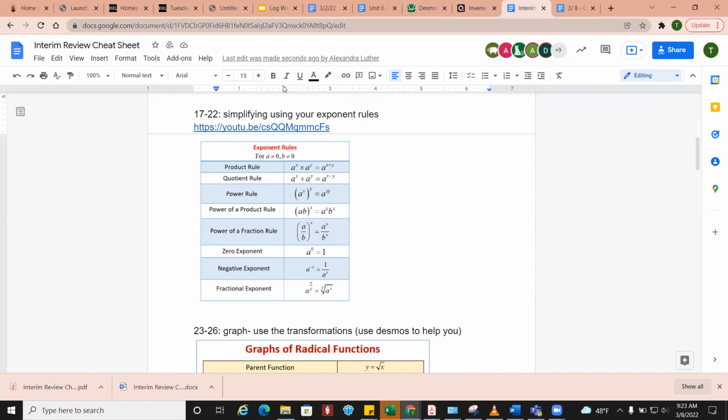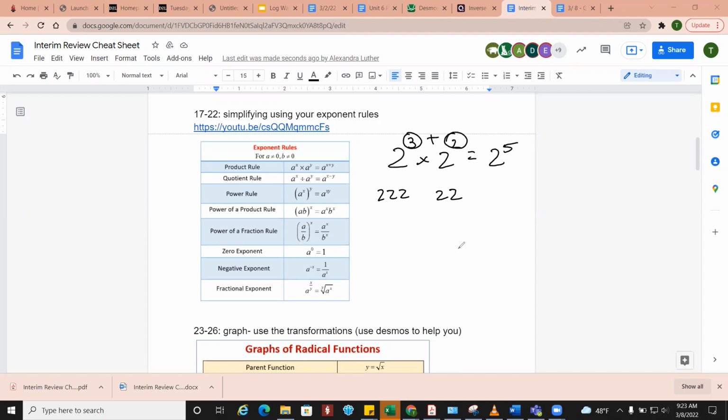Okay. One thing that I always used to do in high school, whenever I didn't have these memorized: if I have 2 to the 3rd and I'm multiplying it by 2 to the second, well, this means I have 3 2's, and this means I have 2 2's. How many 2's do I have in total? 5. So that means that I'm adding my exponents.